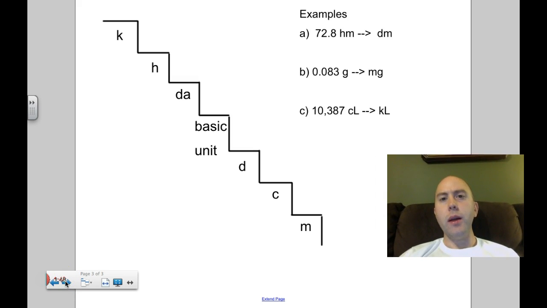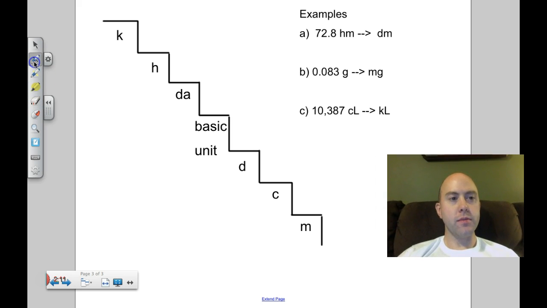Okay, well, basically think of this like a staircase. So I have K for kilo, hecto, deca, my basic unit, deci, centi, and milli here. If I do an example, it becomes much easier to understand what's going on. My goal is to change 72.8 hectometers to decimeters. Here's how you're going to do this. First, put an X on the one you're starting with. I started with hecto, so I start right here.